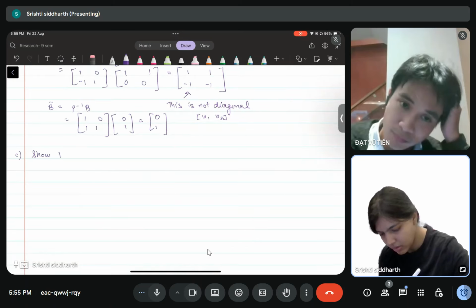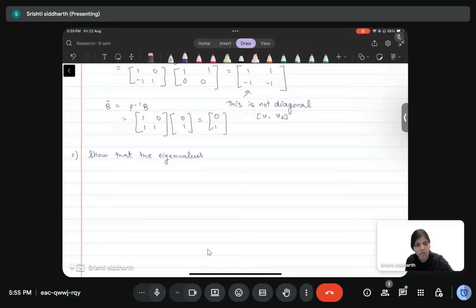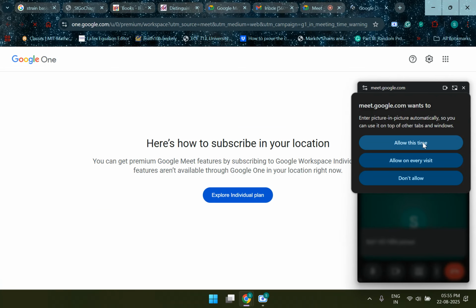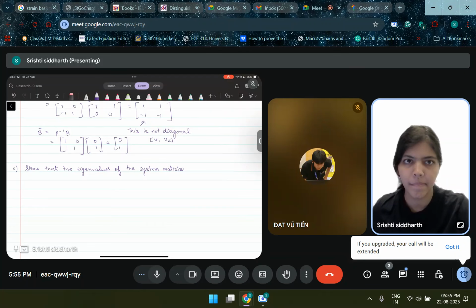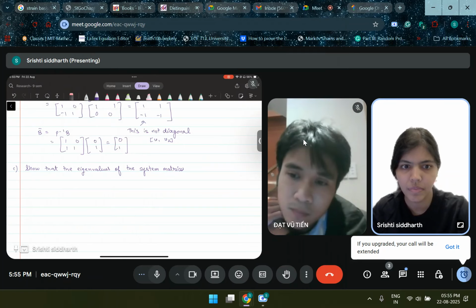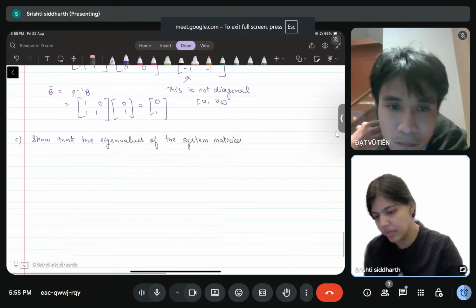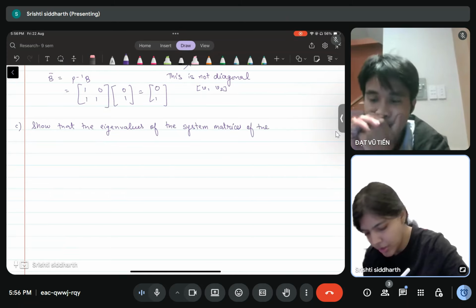Show that the eigenvalues of the system matrices of the two state space models are equal.